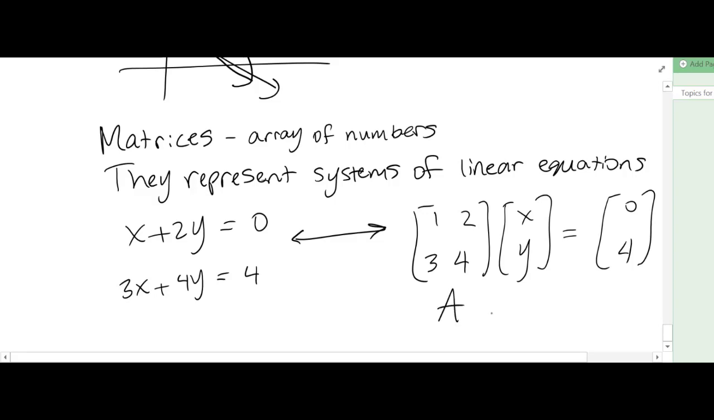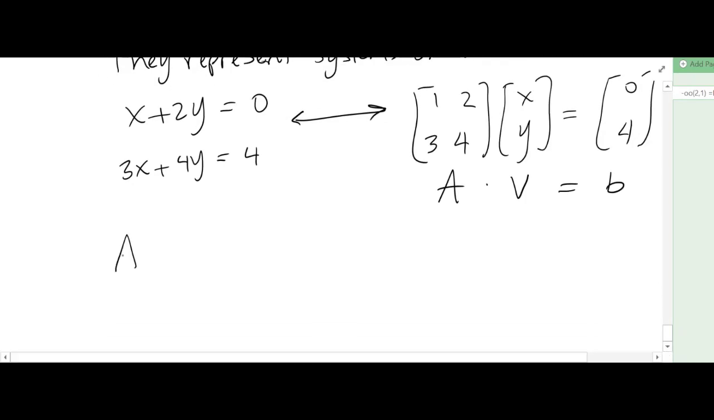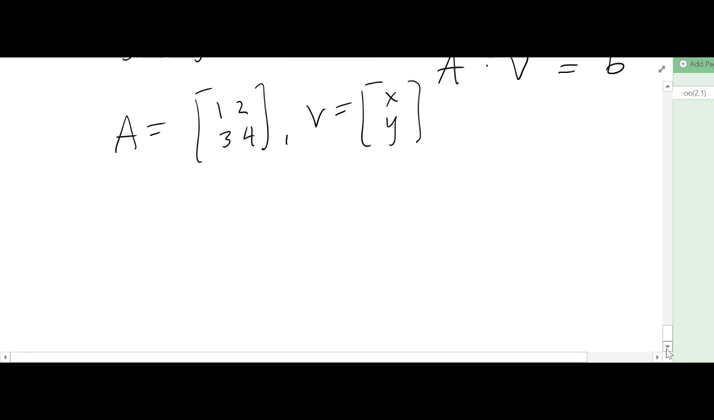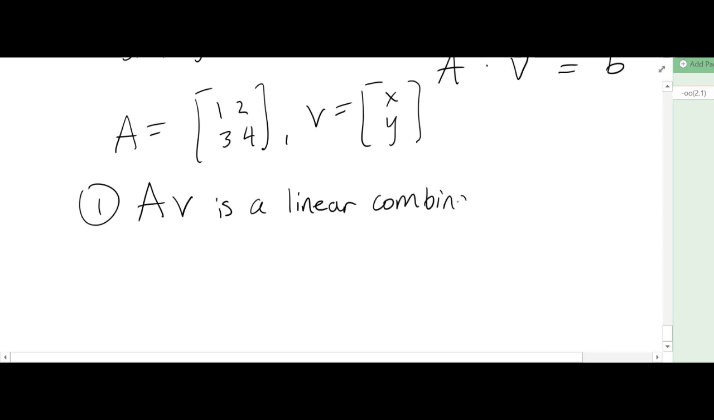So we have this matrix equation now. This is like A times V equals B, where A is the matrix 1, 2, 3, 4, and V is the vector x, y. There's a couple ways to think about the product of these two matrices, and they ask you to do both on homework assignments and quizzes. One way is to think about AV as a linear combination of the columns of A.